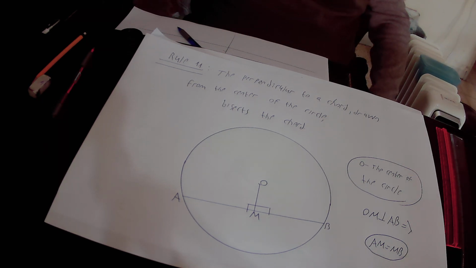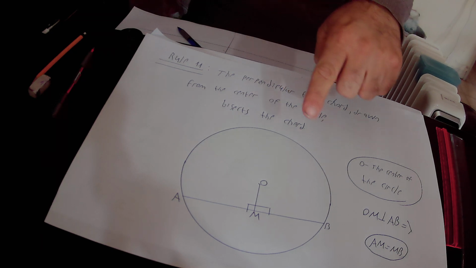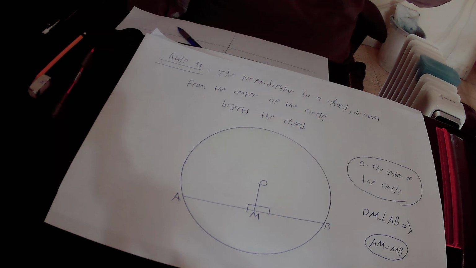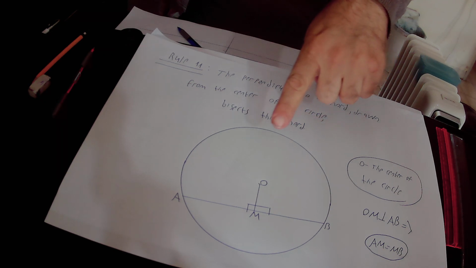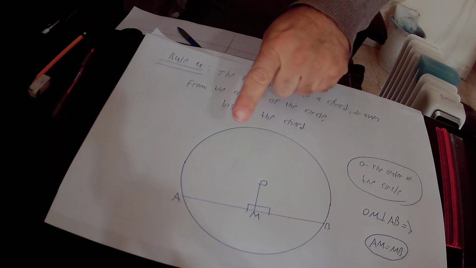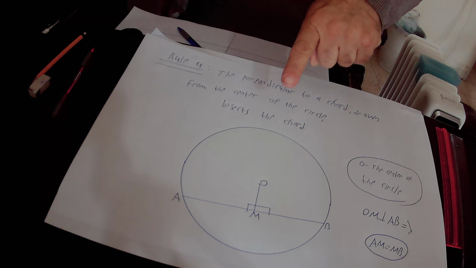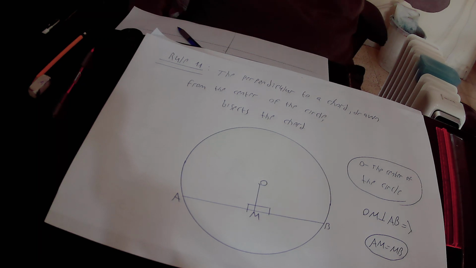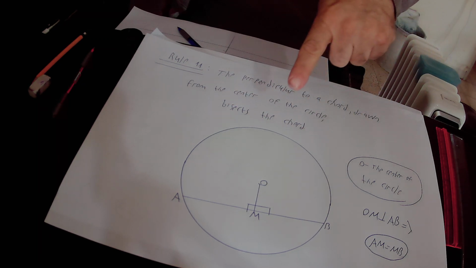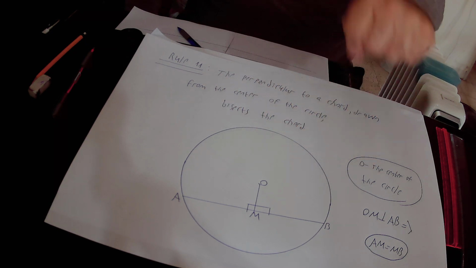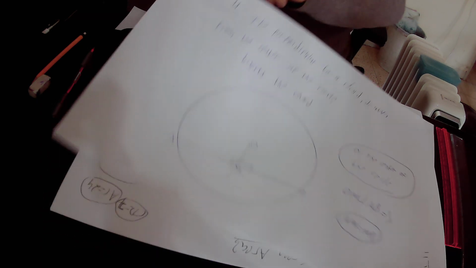So whenever you have a perpendicular from the center of the circle to any chord, like here, OM is drawn from point O, the center of the circle, and it is perpendicular to chord AB, then OM will not only be perpendicular to AB, but will also bisect chord AB. That is to say, AM equals MB. We can implement rule number 11 in our drawing.